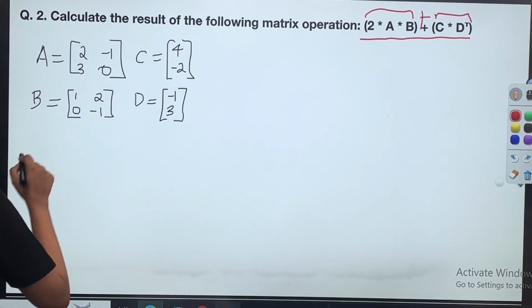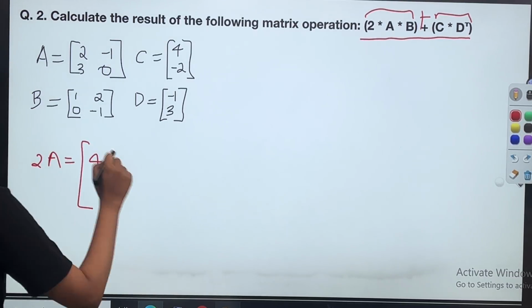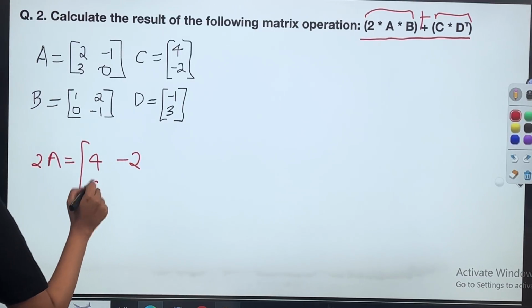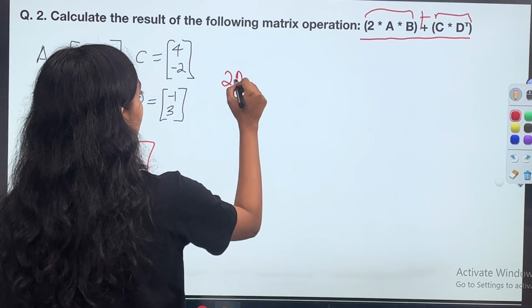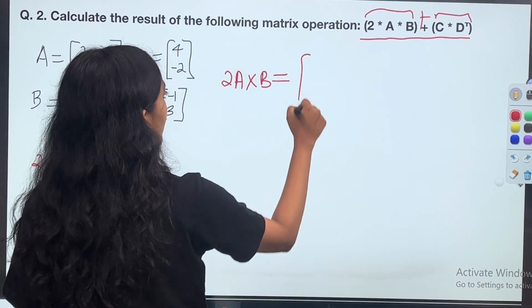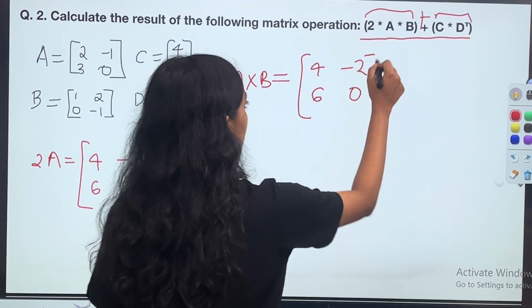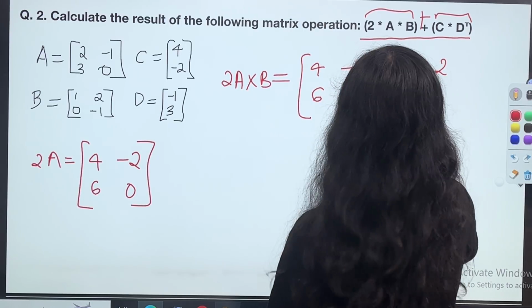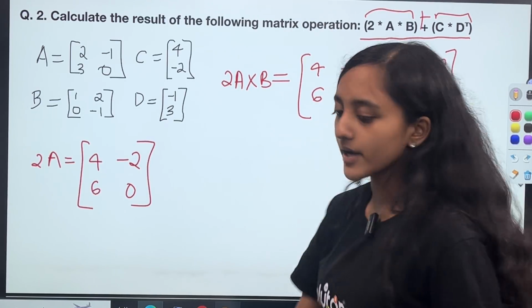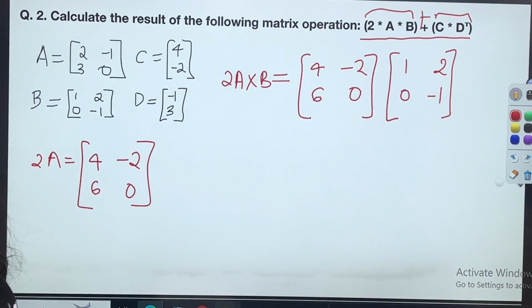Let us first do 2 into A. 2A will be how much? 2 2s are 4, 2 into minus 2 is minus 2, 2 into 3 is 6, 2 into 0 is 0. Into B, B is this much. So we will do 2A into B will be nothing but A is how much? 4 minus 2, 6, 0 into B is 1, 2, 0, minus 1. Okay? This is your 2A, 4 minus 2, 6, 0 and 1, 2, 0, minus 1.